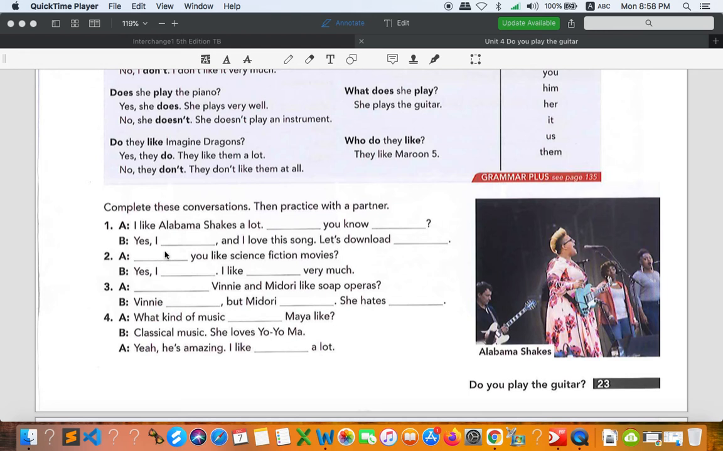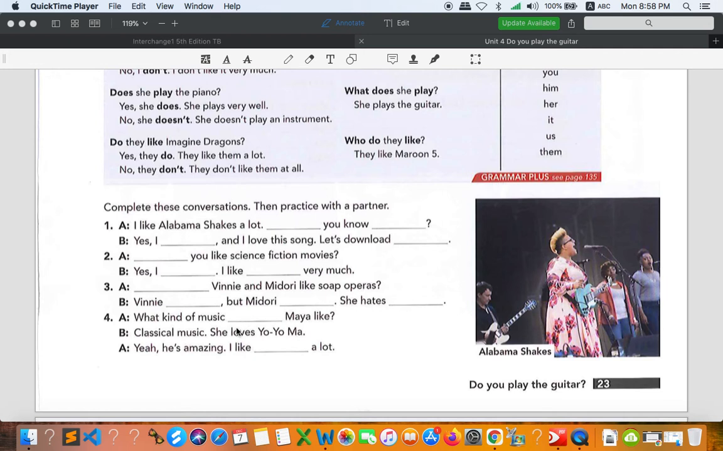So once again, everyone, I like Alabama Shakes a lot. And do you know them? You can say, yes, I do. And I love this song. Let's download it. Okay. Number two, do you like science fiction movies? Yes, I do. I like them very much. Number three, do Vinny and Midori like soap operas? Vinny does, but Midori doesn't, and she hates them.